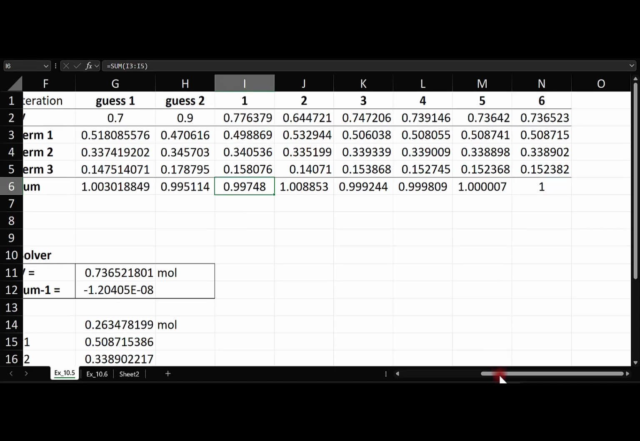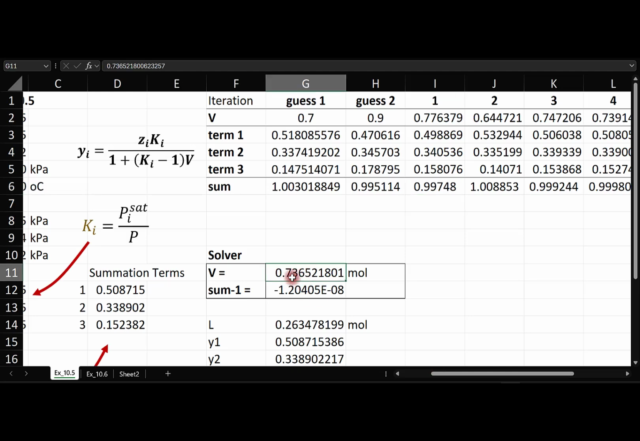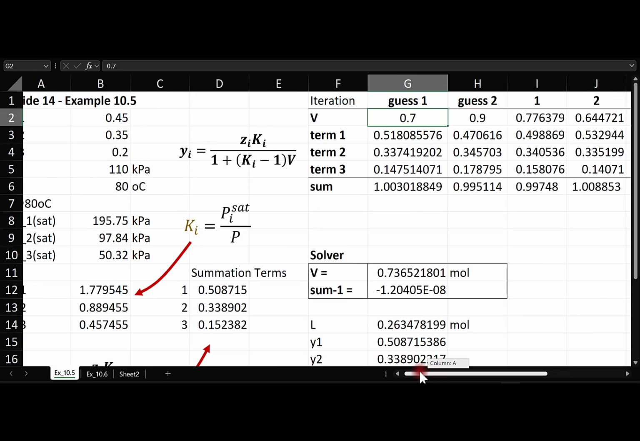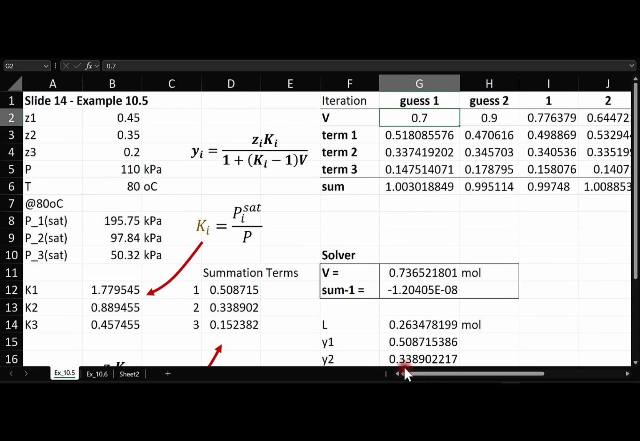You can use Solver. This is Solver right here. One way to guess is if your pressure is closer to either the bubble pressure or the dew pressure, then you would know which one is more dominant.